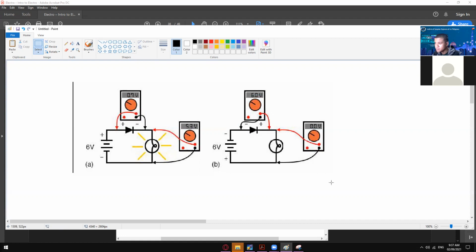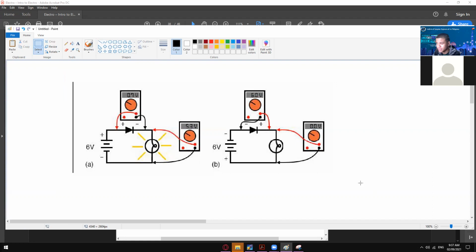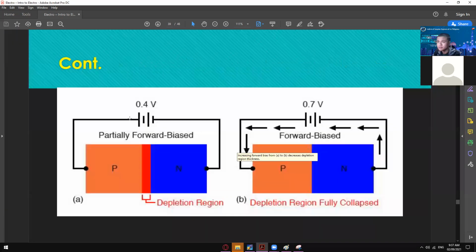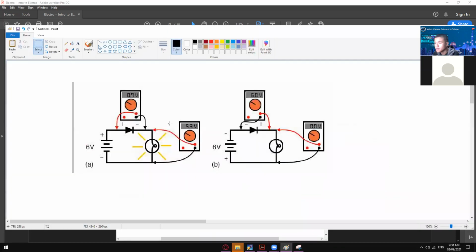Okay, so I hope we are now clearer when it comes to forward bias and reverse bias. Let's continue. We also have this kind of scenario wherein we have partially forward bias. Let's just say that here we only have 0.4 volts as the voltage source. If you don't have a diode, that's already enough to light up this LED. Even 1 volt is, I think, already enough.